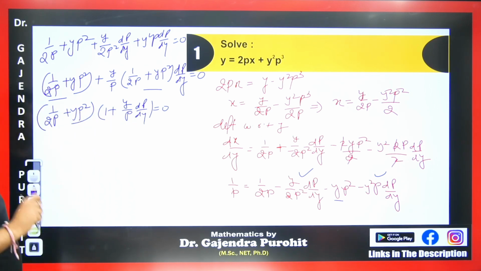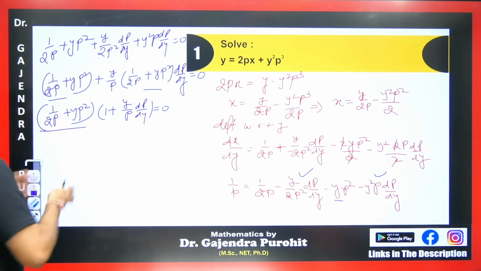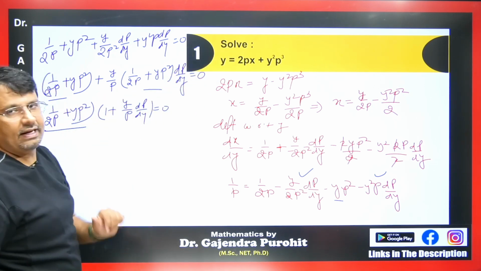Now you have to set the derivative factor equal to 0. Why will we not keep this equal to 0? Because then we will get the value of p, but the constant will not come. We will put both of them to 0 and calculate the value of p, then we will put that value of p here.